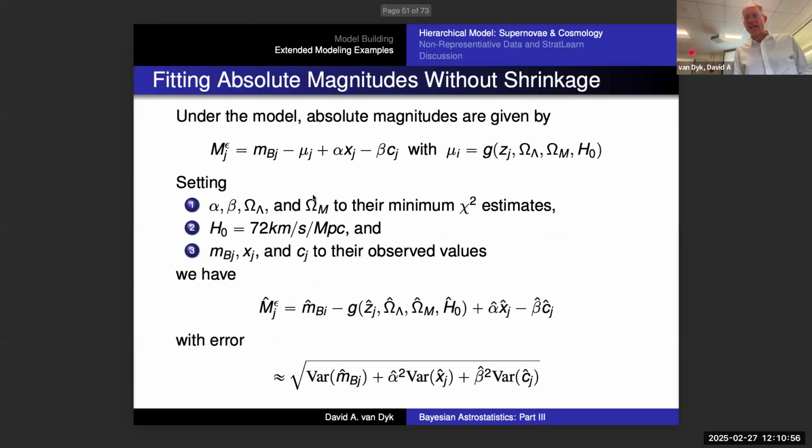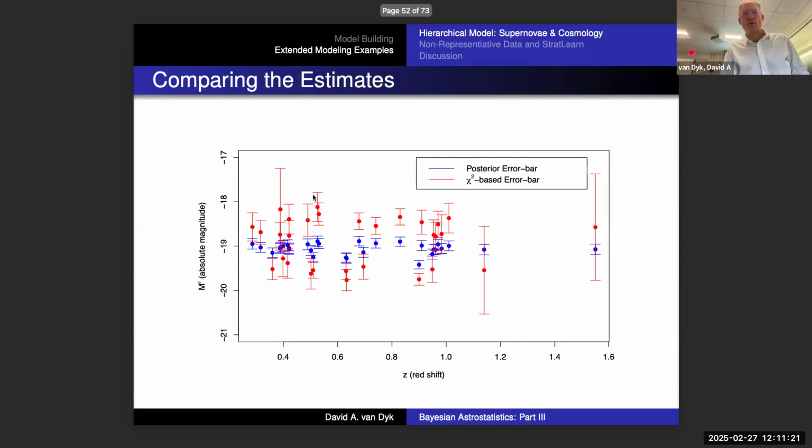I kind of lied just a moment ago when I said we don't have estimates. We can take this whole model, same model, and try to fit it without shrinkage. We estimate the parameters by chi-square minimization. We know H naught. We don't do the hierarchical model for these parameters, but just treat the observed values as true values. So it's a little hand wavy. Is that what you would really do? I don't know, but it's a reasonable approximation trying to do this estimation without the hierarchical model.